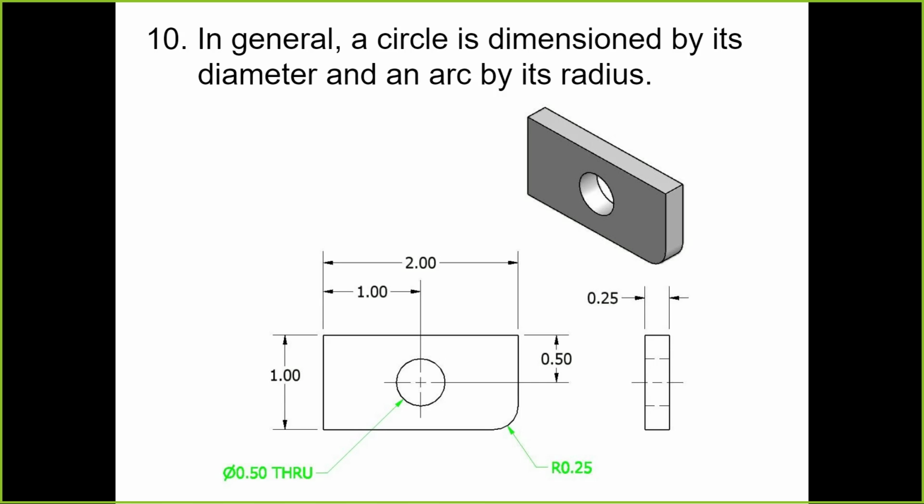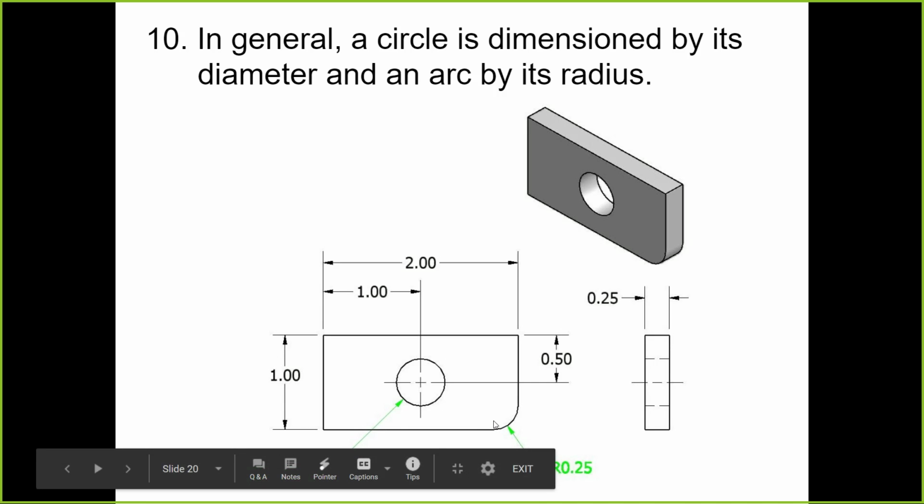And then arcs, the bottom right. If it's just an arc, it's not a full circle, it's always good practice to put the radius of that circle, not the diameter of that circle. So this arc right here does represent a circle, but we don't put the diameter of it. We always put the radius because it's not a complete circle. That's rule number 10.